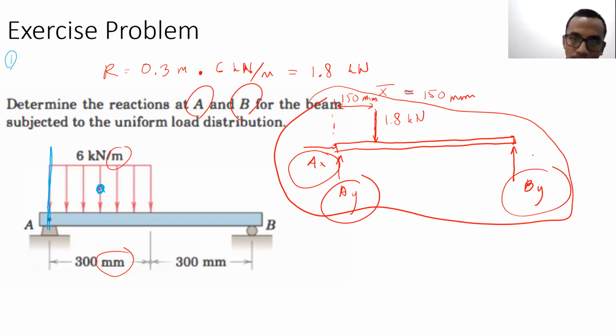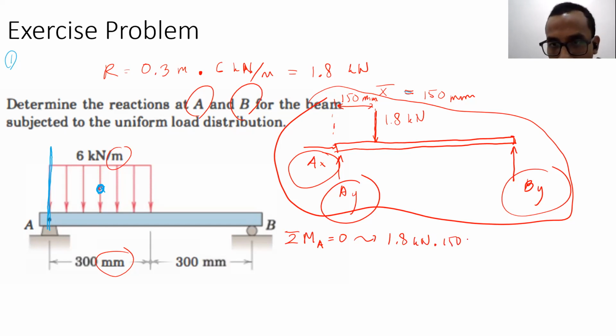By, using moment at A, because there are two forces at A. Sigma moment at A equals 0. Then what you have there is 1.8 kilonewton times 150 millimeters, which is clockwise, so minus By multiplied by 600 millimeters equals 0, right? Yes. Okay.